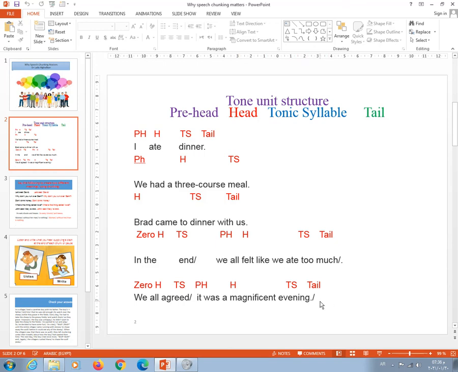Okay, I hope that you go back to your course book and read all the discussion and exercises. Check the exercises on this particular part, which is very important here.